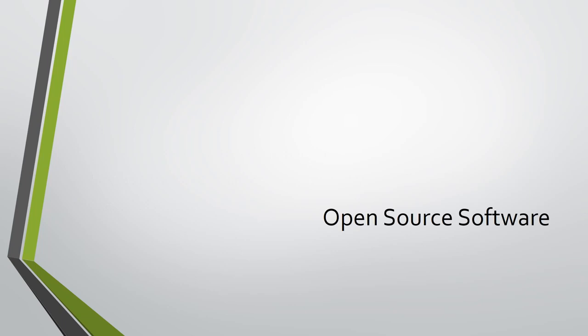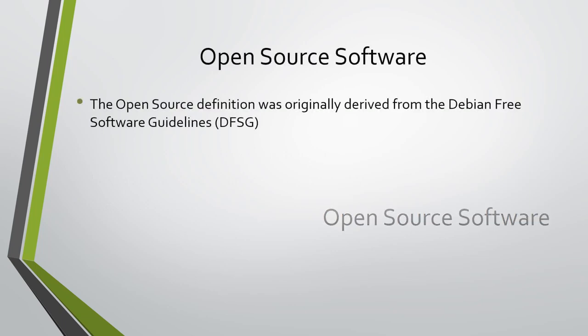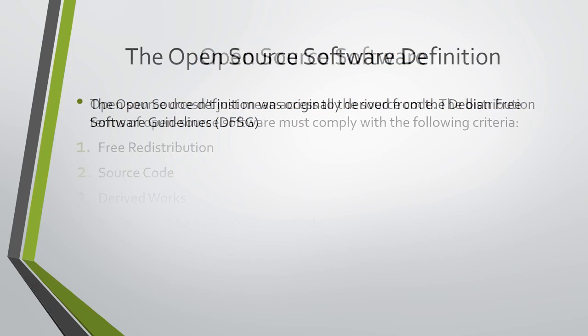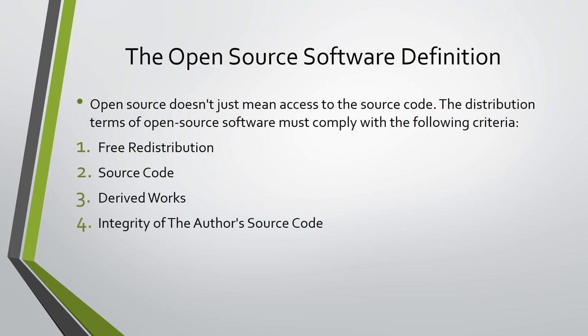Open source software. The open source definition was originally derived from the Debian Free Software Guidelines, DFSG. Open source doesn't just mean access to the source code. The distribution terms of open source software must comply with the following criteria.